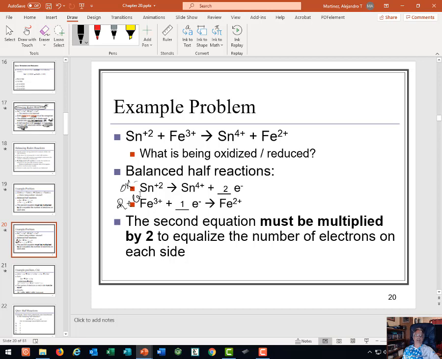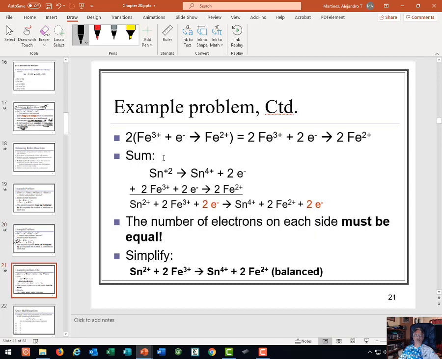We figured out the number of electrons gained and the number of electrons lost. Then we had to multiply the second equation, the entire equation, by 2 to get the number of electrons gained to equal the number of electrons lost. They have to be the same on both sides. Once we did that, we simplified by canceling the number of electrons. I seem to have done it here after I added the reaction. You can do it either way. The number of electrons on each side have to be equal. You have to have an equal oxidation and reduction. So both mass and charge have to be balanced.